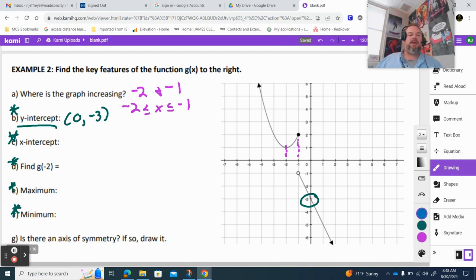All right. X-intercept. Where does it cross the x-axis? Yeah. None. When we talk about parabolas, we will get into what it means when it doesn't touch the x-axis. All right. G of -2. So I go to -2, which is here. I go up to the graph because that's where the graph is. It's above. And that y value is 1.